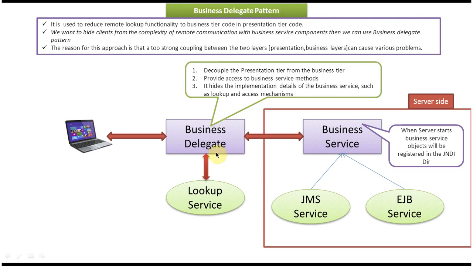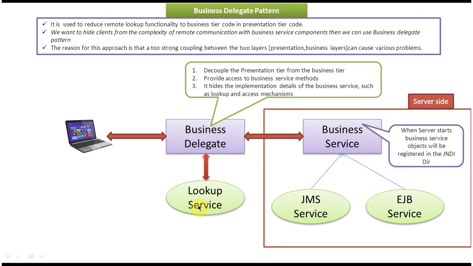To avoid this, we have introduced the business delegate component between the presentation tier and the business service. The main use of this business delegate is that it will decouple the presentation tier from the business tier, and provide access to the business service methods. The business delegate will use the lookup service to look up the business objects like the JMS service or EJB service. Once it gets the JMS service business object or EJB service business object, it can call the methods in that object. So this layer is responsible for accessing the business service methods using the lookup service.